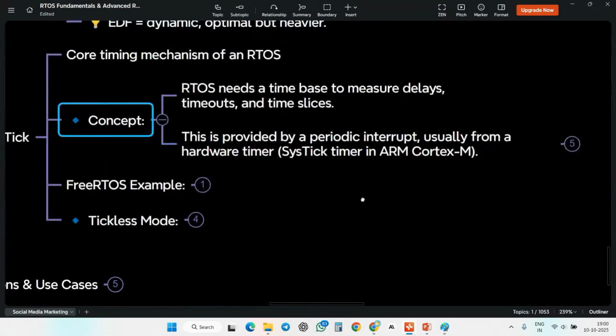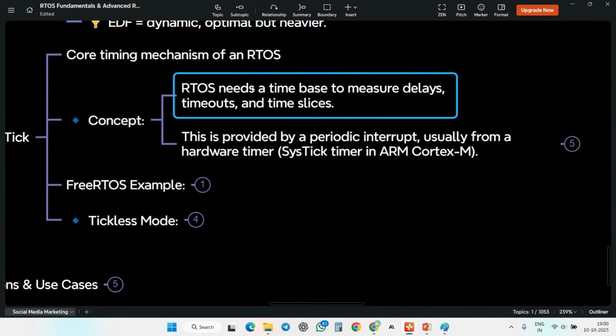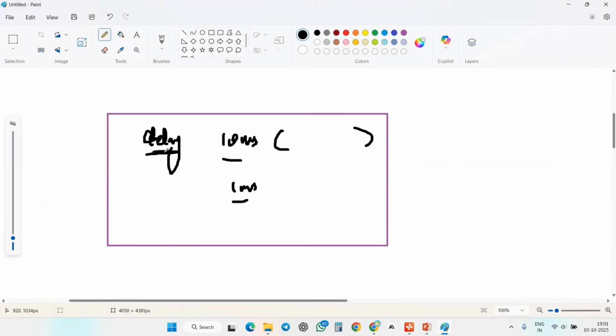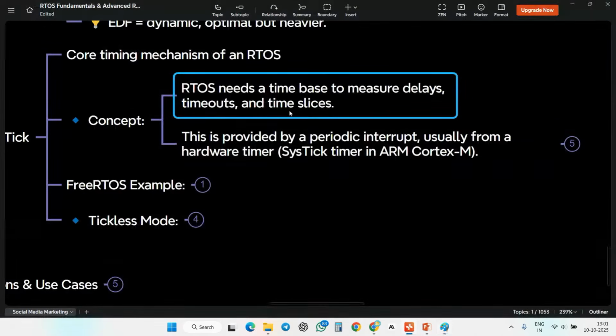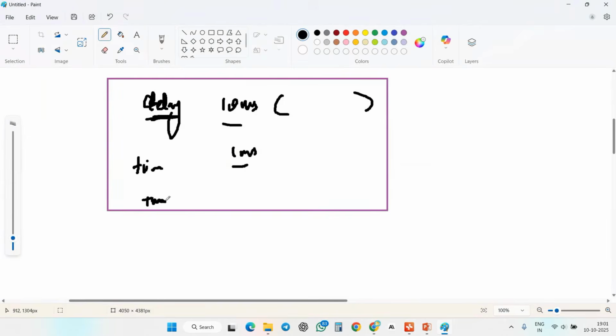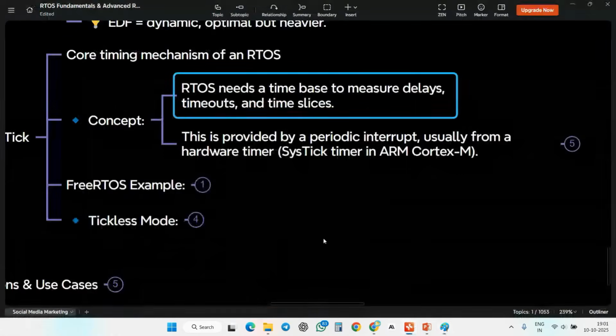Here, I told you it just has some clock for measuring things: measuring your delays, timeouts, and time slicing. If I want to measure a delay, I need to know how much time I have. Time slicing means that if I have task one and task two, I need to slice the time, 10 milliseconds for this one and 10 milliseconds for this one. So for all those, I need the timer.